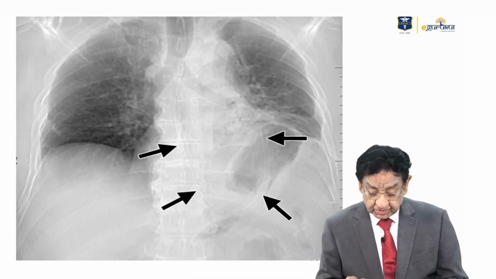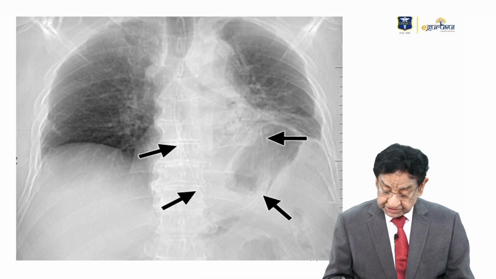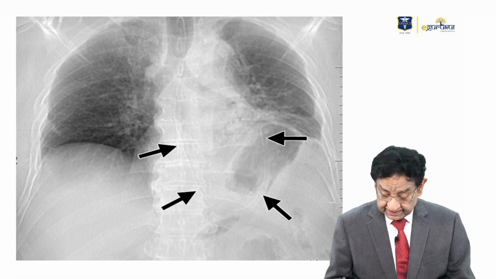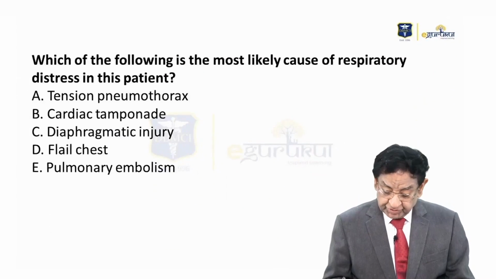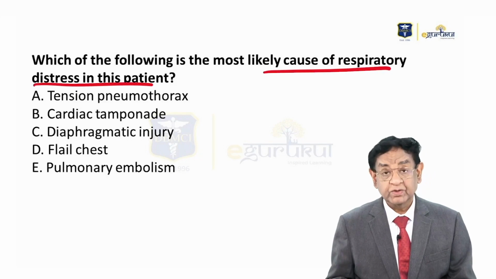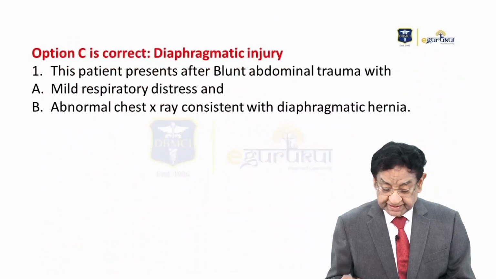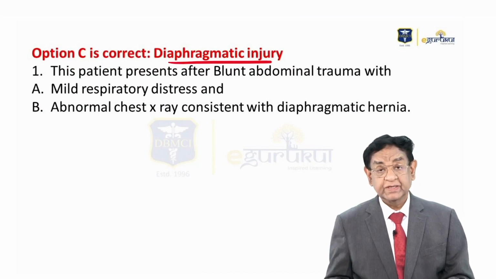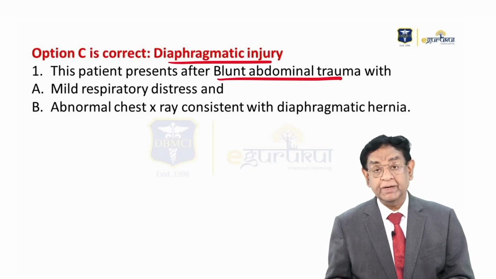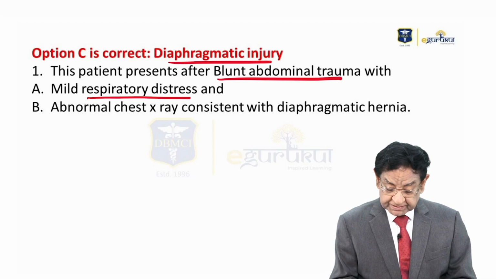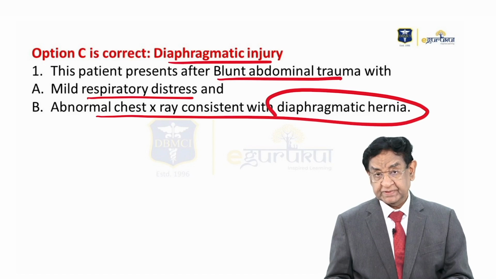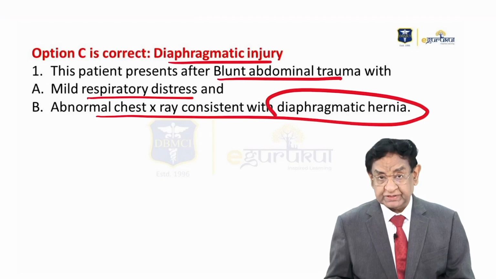Okay. Well, if you look into the chest x-ray very carefully, you must have observed something. What is that? I'll discuss. Which of the following is the most likely cause of respiratory distress in this patient? Well, the answer to this question is diaphragmatic injury. This patient presents after blunt abdominal trauma. There is a respiratory distress and abnormal X-ray consistent with diaphragmatic hernia. What is that? Which I'm going to discuss just now.